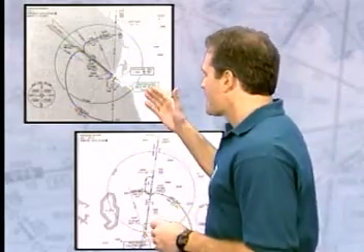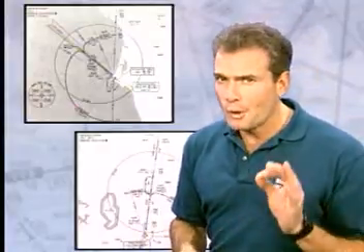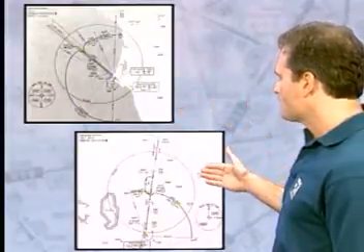Let's continue our tour of approach plates with the biggest chunk on the page, the plan view. Now, the plan view gives you a bird's eye view of the area around an airport with a whole bunch of detail. Most of the symbols you see on the plan view are the same ones you're familiar with from en route charts, departure procedures, and STARs.